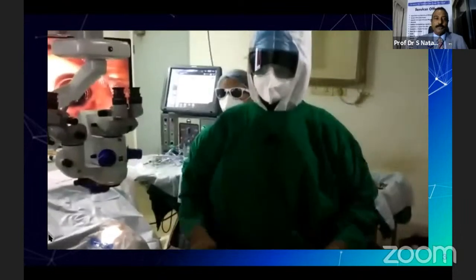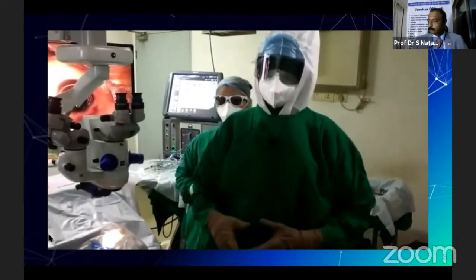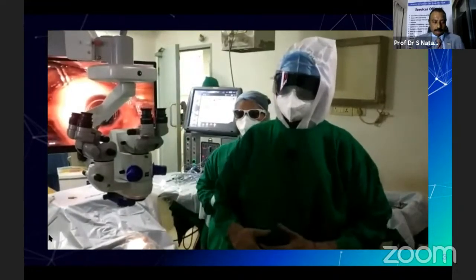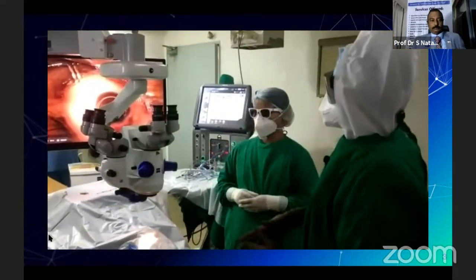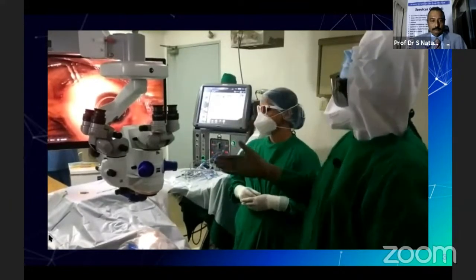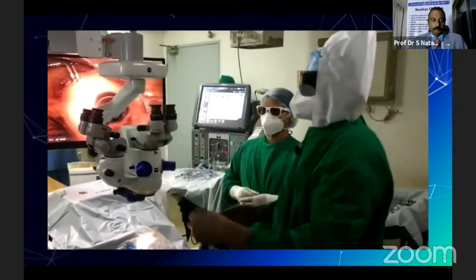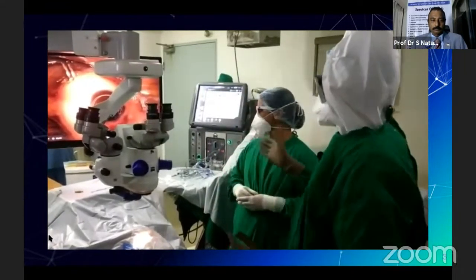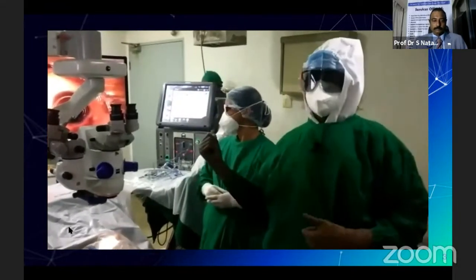And I'm Professor Dr. S. Natarajan. I'm the world leader on 3D RTO. I don't have any financial interest. I'm using this Zeiss 850 RTO, and this is the 3D system. And we have the monitor here for the assistant to see, as well as the surgeon. And you can have Sister Smita here.